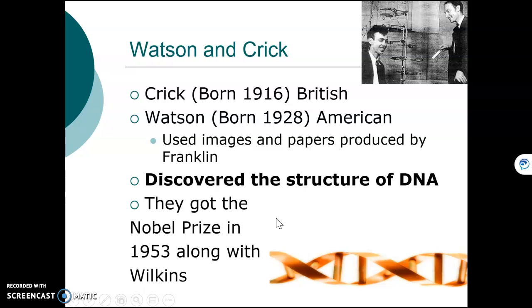So Watson and Crick, however, did a lot of work using her pictures and the information from Chargaff, because remember, scientists stand on the shoulders of other scientists. They worked together, a British guy and an American, and they created a model of the structure of DNA. And they were correct in their model. And so they got the Nobel Prize in 1953, along with Rosalind Franklin's boss, who did not actually do any of the work.